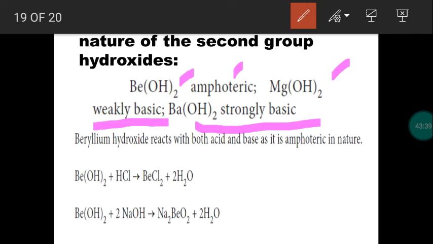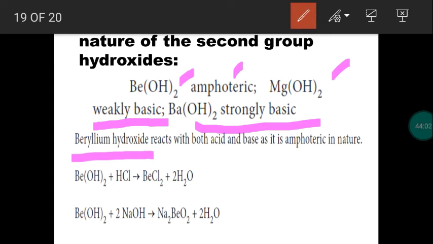So what does this represent? Top to bottom, ionization energy decreases, electropositivity increases. In the hydroxides, basic nature increases from beryllium to barium. So as we said, beryllium hydroxide is amphoteric in nature. Amphoteric means dual property.